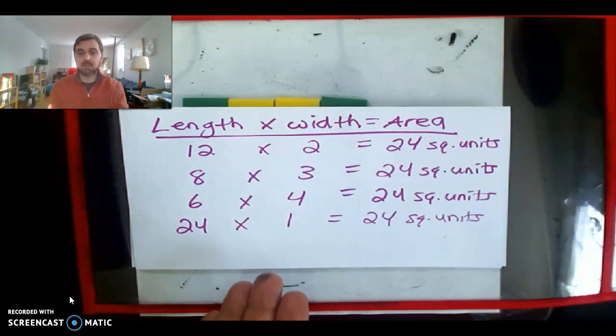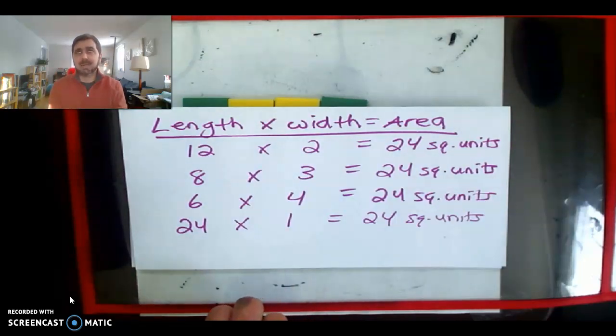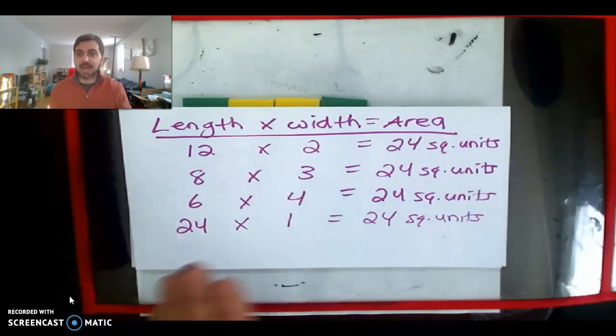There aren't any others because 7 doesn't go into 24, right? 9 doesn't go into it. 9, 18, 20, 7, that doesn't work. So these are all the factor pairs.